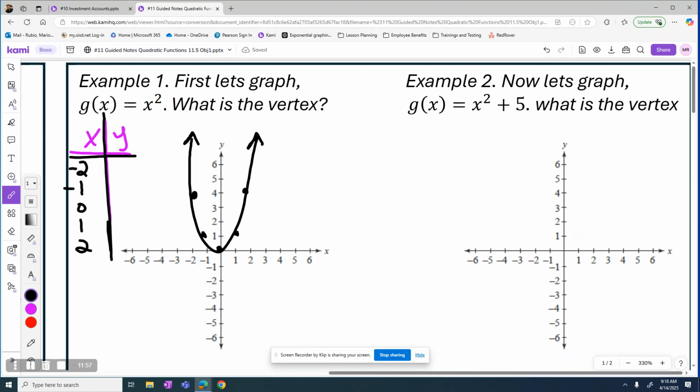So what happens is, what's going to happen here? Let me use blue. This one's x squared, so we're going to have this as a start, but what's going to happen to the graph? Is it going to go up or down? It's going to go up. It's going to shift up because of this positive 5. Okay, so let's see what that looks like.